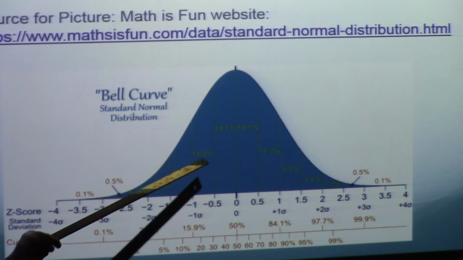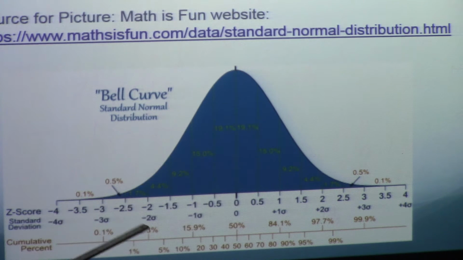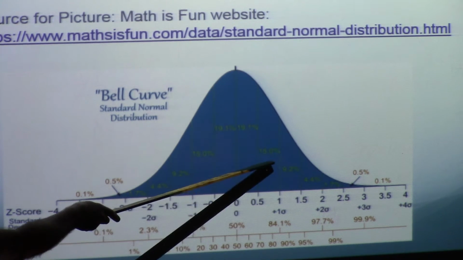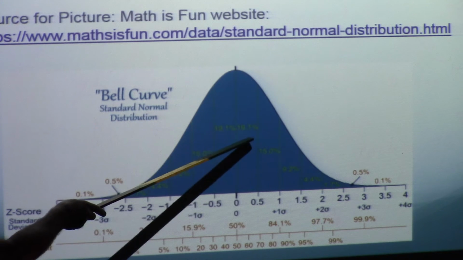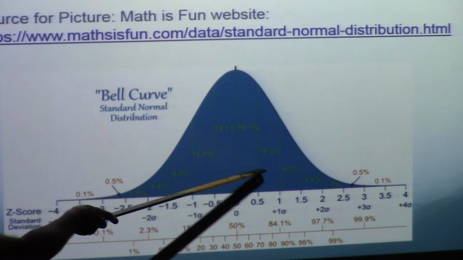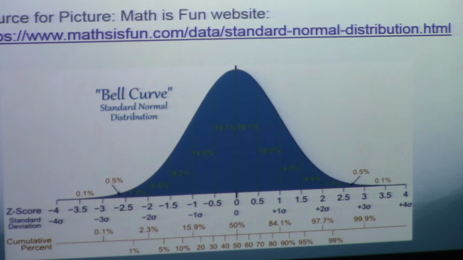Notice that if you add these green numbers in these 4 middle blocks between -1 and 1, 15 plus 15 is 30. 19.1 plus 19.1 is about 38. 30 plus 38 is 68. 68% of the area, and therefore 68% of the data, are within 1 standard deviation of the mean. That's the beginning of that 68, 95, 99.7 rule.